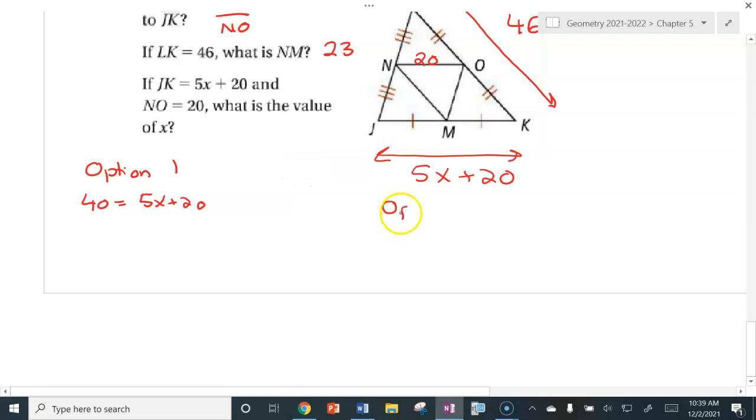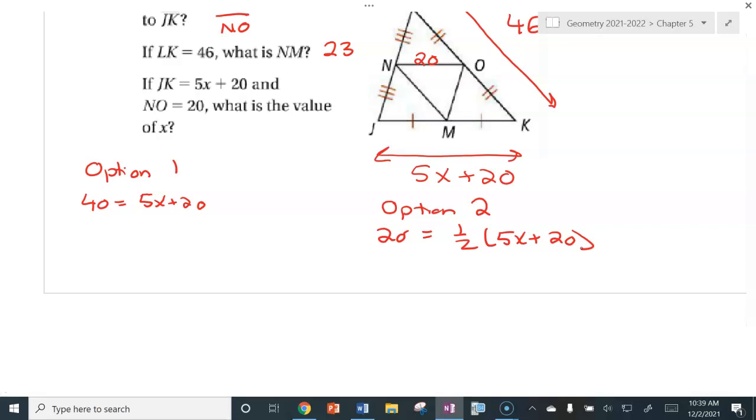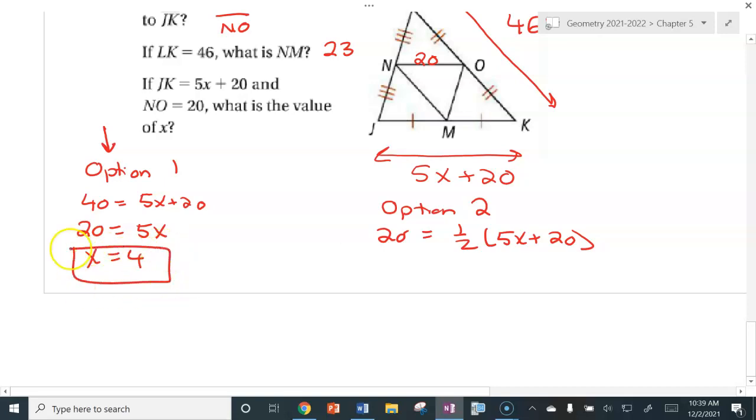Option 2, I'm going to write this over here, is 20 equals 1/2 of 5x plus 20. Now, you can go either way. They both work. I recommend that you do what's easiest. And the easiest one is option 1, because I don't have to deal with fractions. All I got to do is subtract 20 from both sides. So 20 equals 5x, and then divide by 5, and x equals 4.